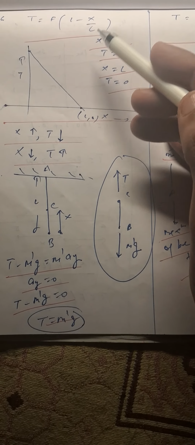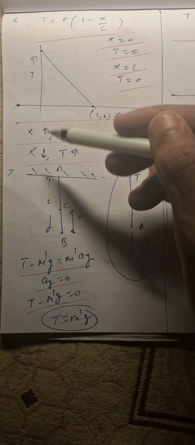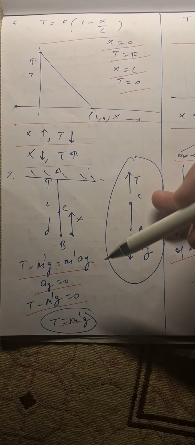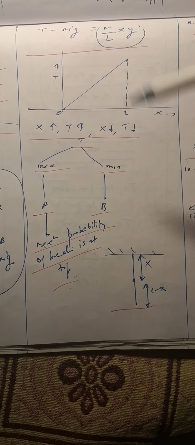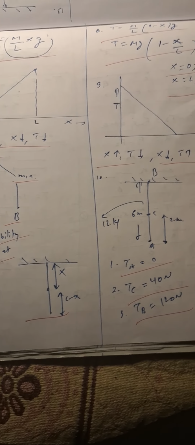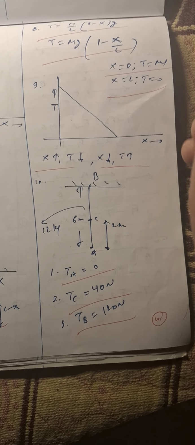Then another question on calculation of tension, its analysis, graphical variation, effect of X on the tension, then vertical string, calculation of tension at various points, graphical analysis, maximum minimum tension, maximum possibility of breaking, graphical analysis, numerical based problem on that.